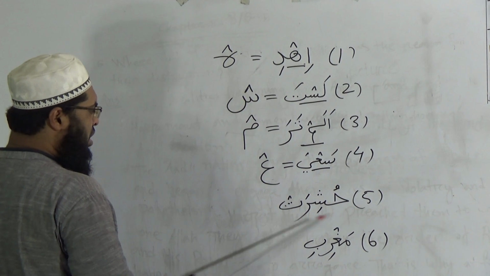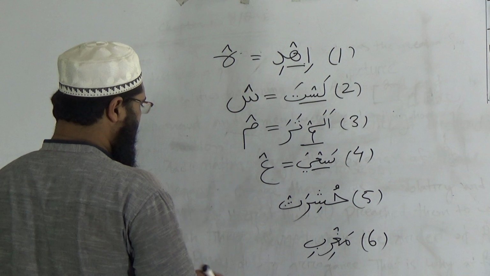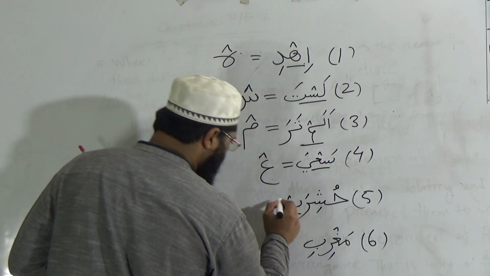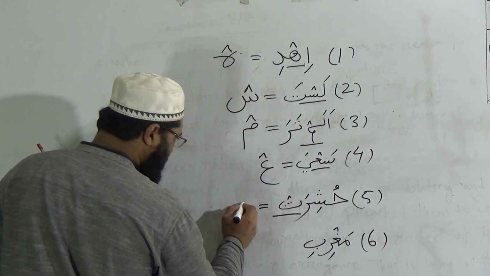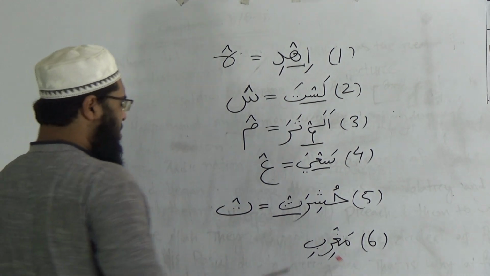Our 5 number Arabic word is hushirat. Hushirat. In this word ta has taken Jazam. Now we will identify the Jazam taken huruf ta, and then now we will read ta and Jazam.